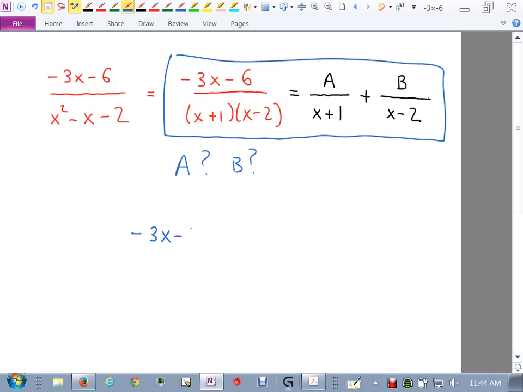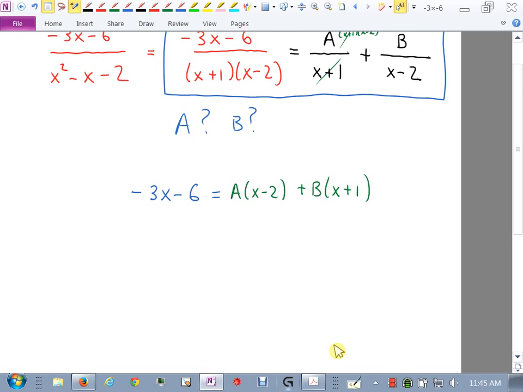If I multiply the left side by this, it goes away completely, and I'm left with what? Negative 3x minus 6. And if I multiply the right side by the LCD, x plus 1 times x minus 2, what happens? The x plus 1's cancel, and you're left with A times x minus 2, and then the other one is going to be B times x plus 1. Show of hands, how many of you saw this partial fraction stuff? All right, a good part of you have seen it.